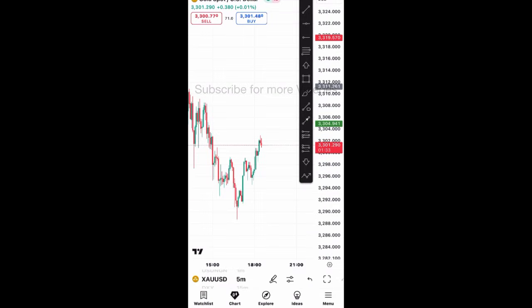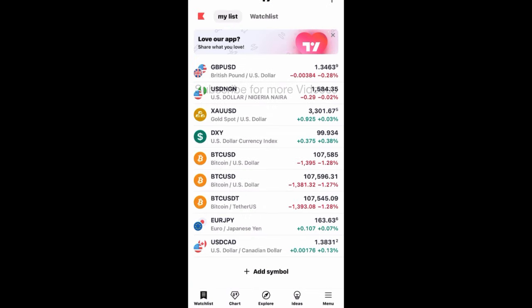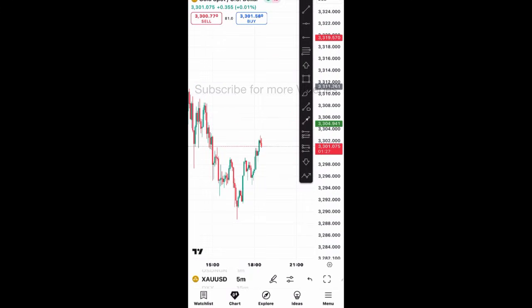This is actually on your smartphone. If you look down, you see watch list. This is my watch list. You see charts. I'm going to tap on charts. You see explore, ideas, menu, and so on. Now many of you want to place a trade and you keep asking me, sir, where do I put my stop loss? Sir, where do I put my take profit? So I'm going to be showing you guys right now.